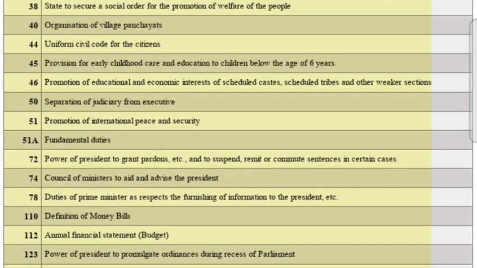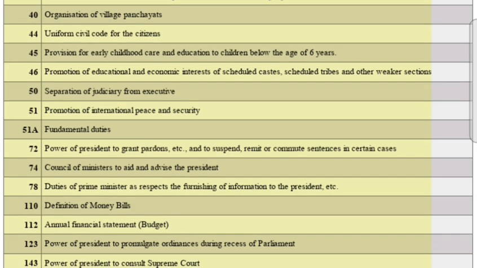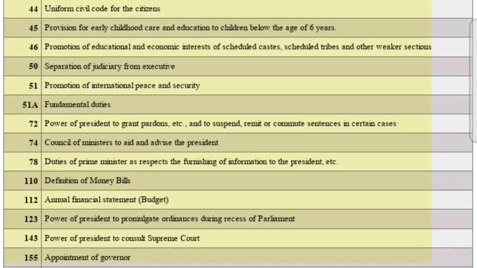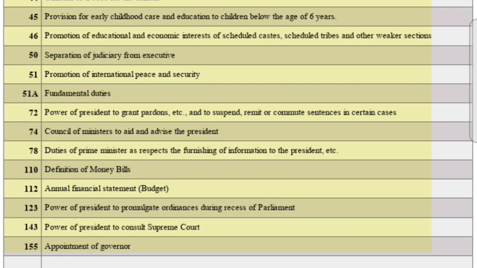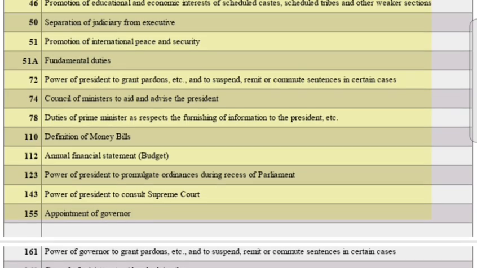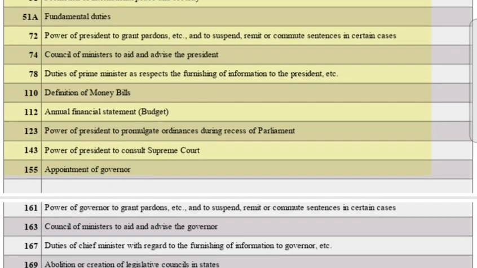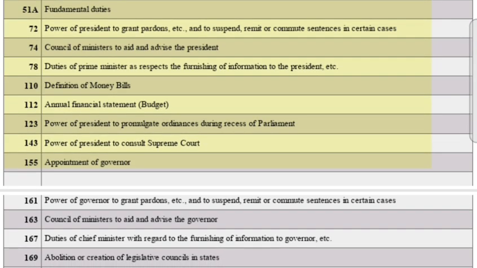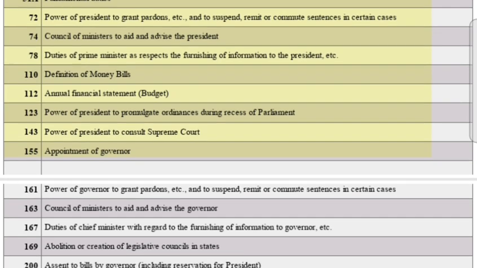45, Provision for early childhood care and education to children below the age of 6 years. 46, Promotion of educational and economic interests of scheduled castes, scheduled tribes and other weaker sections. 50, Separation of judiciary from executive. 51, Promotion of international peace and security. 51A, Fundamental duties. 72, Power of President to grant pardons, etc., and to suspend, remit or commute sentences in certain cases. 74, Council of Ministers to aid and advise the President.